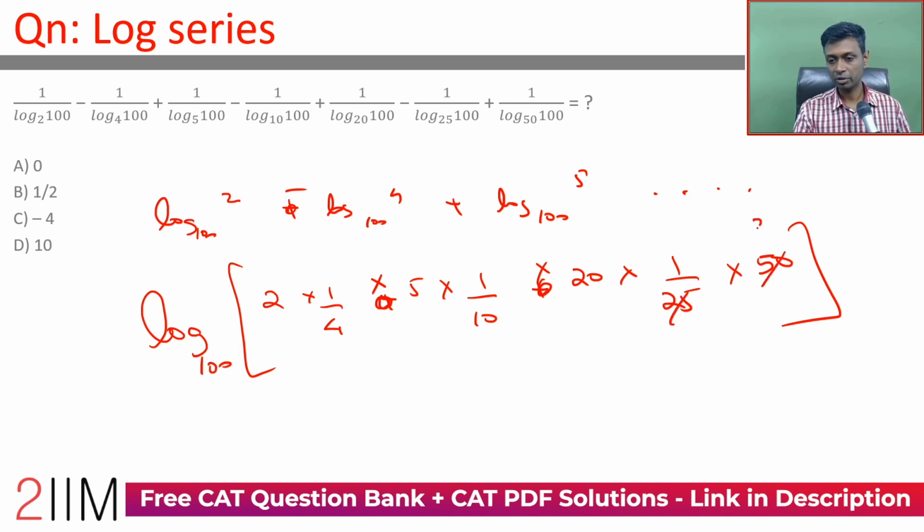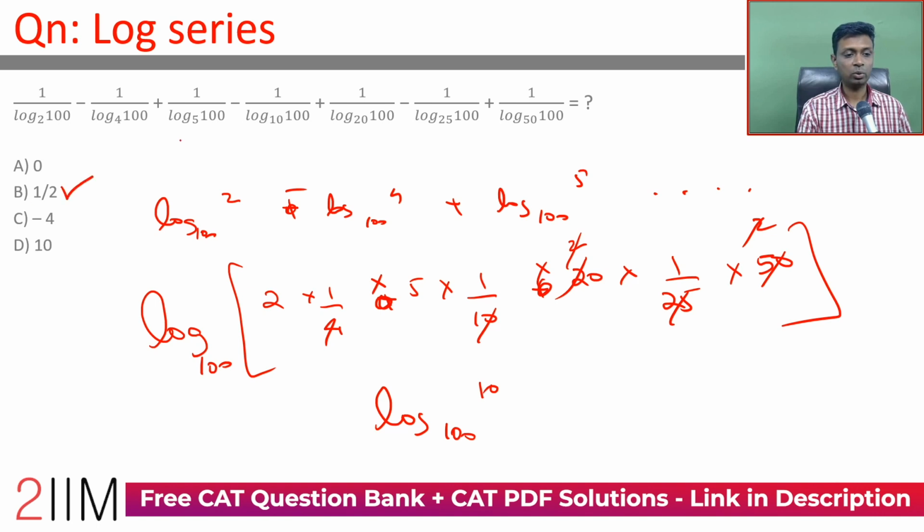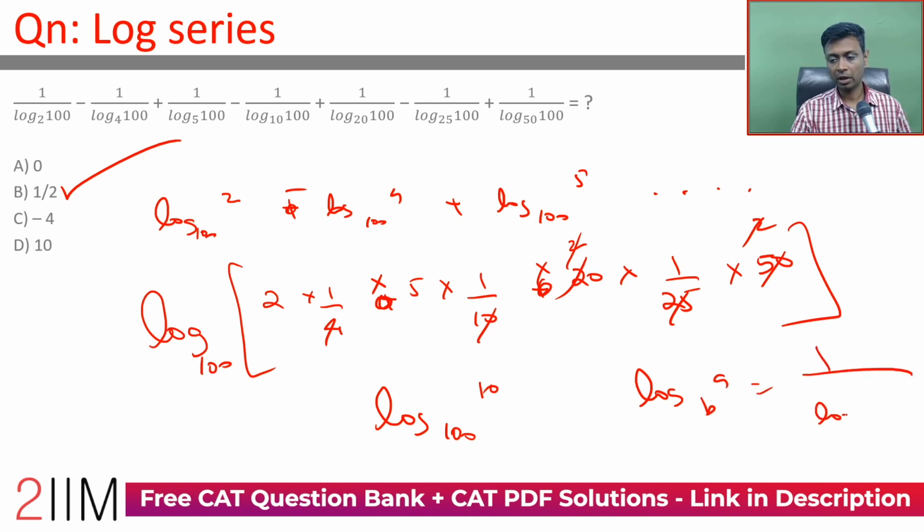50 by 25 is 2. 20 by 10 is 2. 2 into 2 is 4, which disappears with this. Or this is log 10 to the base 100, 1 by 2. Done. Very simple idea. Log A to the base B is 1 by log B to the base A. That's all we are using, nothing more than that. And log x minus log y is log of x by y.